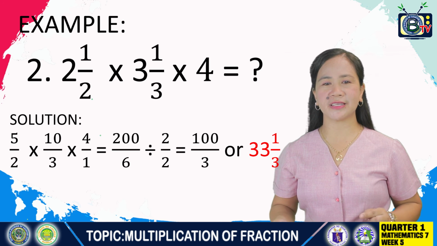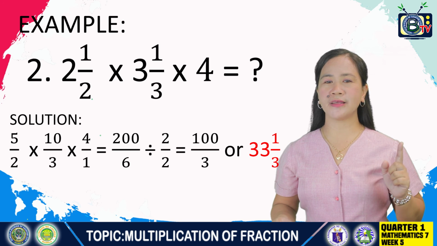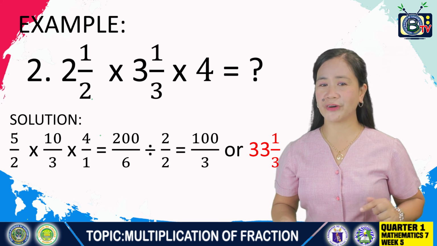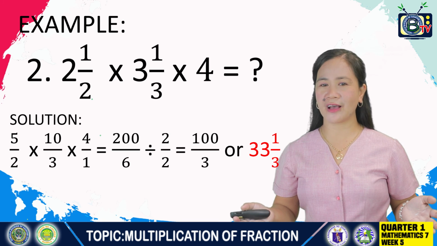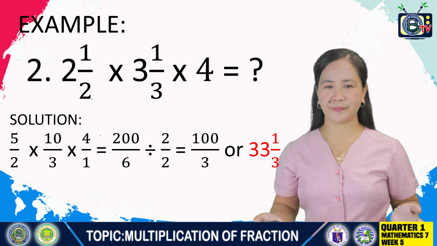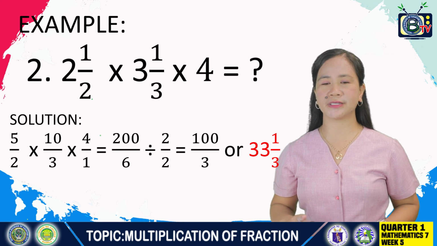rename it to an improper fraction. So 3 times 3 is 9. Add the product to the numerator, plus 1. So 9 plus 1 is 10 over 3. Then, rename 4 as a fraction. So that's 4 over 1. So we are now ready to multiply.